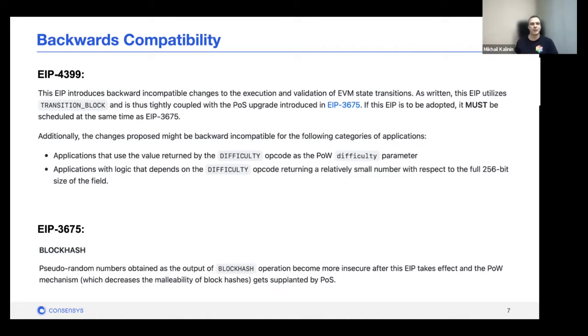And if your application uses the difficulty opcode, mixing it with any other source of randomness, it will continue to operate normally, and we'll get the beacon chain randomness after the merge. So that's the summary.